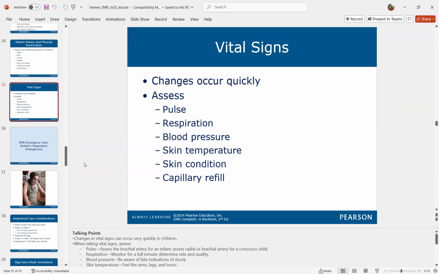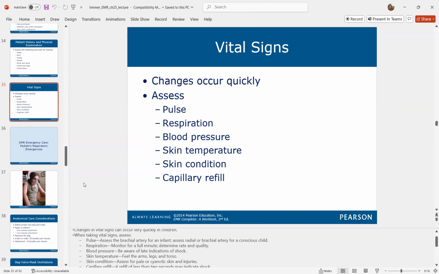Change in vital signs can occur quickly in children. When taking vitals, we want to look at their pulse. So assess the brachial artery for infants and radial or brachial artery for a conscious child. Again, if they're unresponsive, an infant would also be brachial, but a child would be carotid.